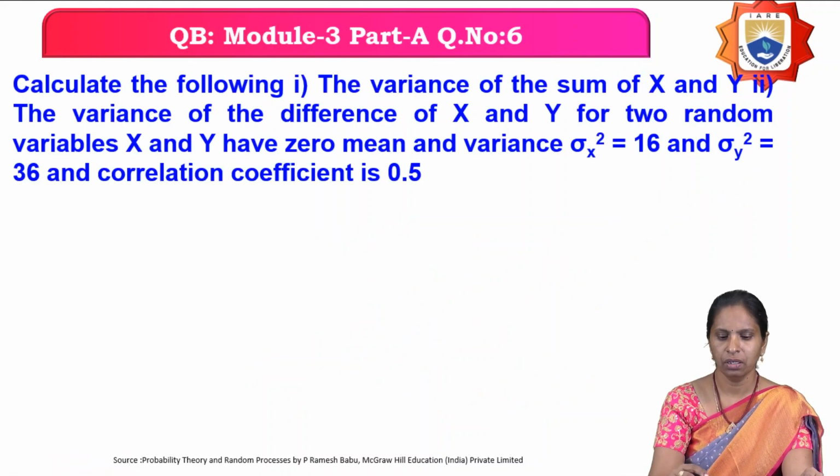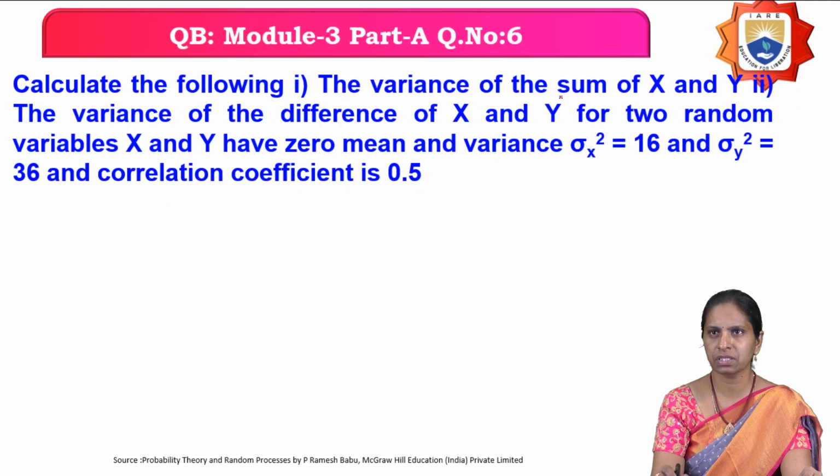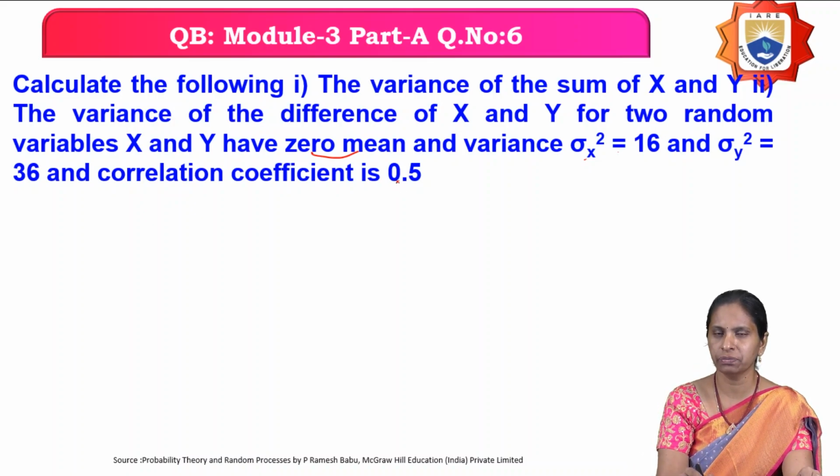Next one is what? Calculate the following: the variance of the sum of x and y. Second one, the variance of the difference of x and y for two random variables. X and y have 0 mean and variances sigma x square equals 16 and sigma y square is equal to 36 and the correlation coefficient is 0.5.